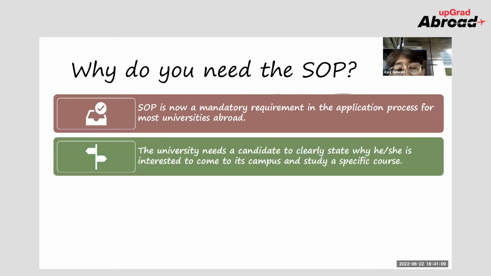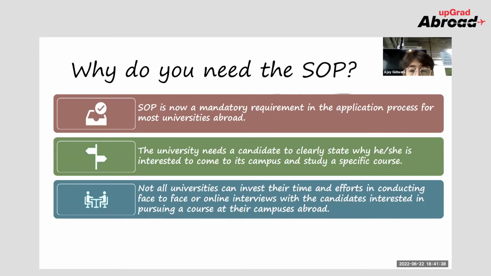The university needs a candidate to clearly state why he or she is interested in coming to its campus and studying a specific course. As I've told you, many of the good universities always have more demand. Many students want to join, and many a time its conversion ratio is just a few percent, like 1, 2, or 5%. So it becomes very important for the university to understand why the student wants to come to the university. Now, not all universities can invest their time and effort in conducting face-to-face interviews.